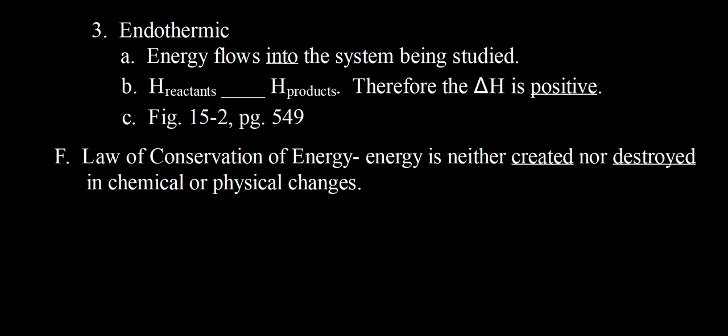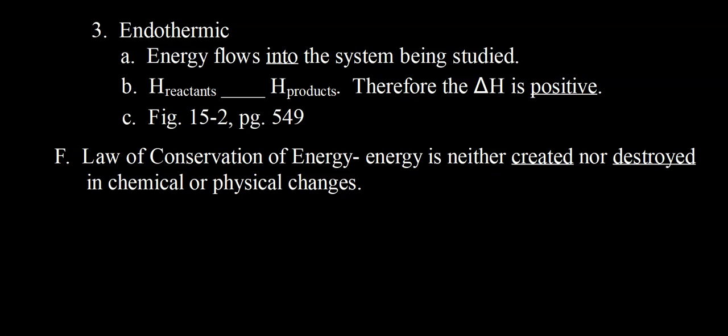By the way, when an exothermic process occurs, what happens to the temperature of the surroundings? Well, since energy is being released, the surroundings are absorbing energy, so the temperature of the surroundings increases. Conversely, what happens to the temperature of the surroundings during an endothermic process? Since energy is being transferred from the surroundings to the system, the surroundings are losing energy. The surroundings temperature will decrease.